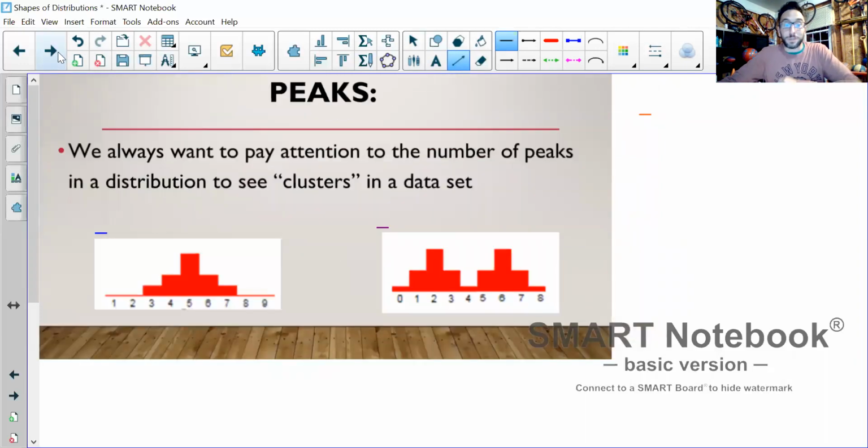Next up, talking about peaks. We always want to pay attention to the number of peaks in a distribution, and the reason is those are kind of the modes. We're looking at the clusters in a data set. Where are the most common values?